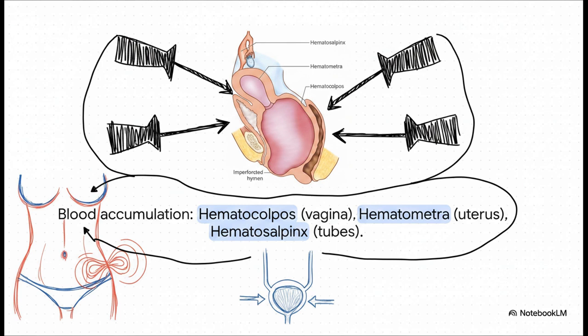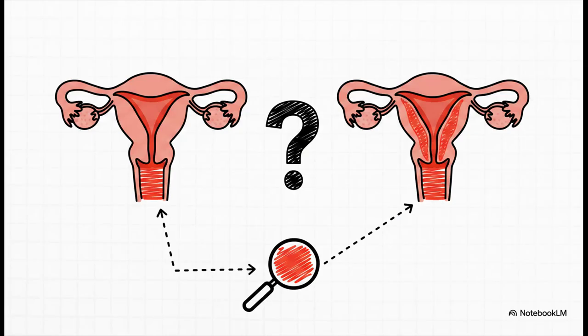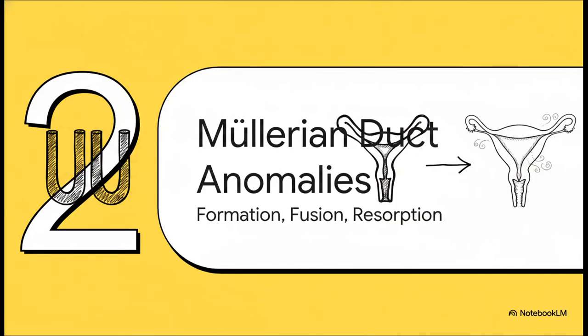But wait, here's a classic exam trap. The presentation could also be a low transverse vaginal septum. Clinically, it looks and feels almost exactly the same as an imperforate hymen. The only real difference is where the blockage is. You have to remember this differential. It tells the examiner you're thinking one step ahead. Okay, now let's level up.